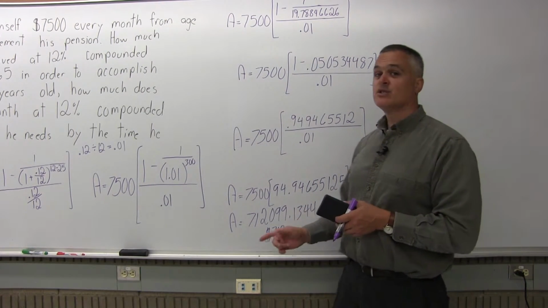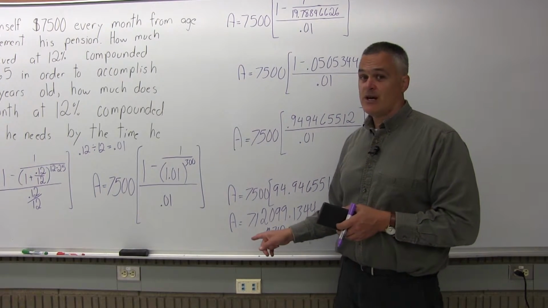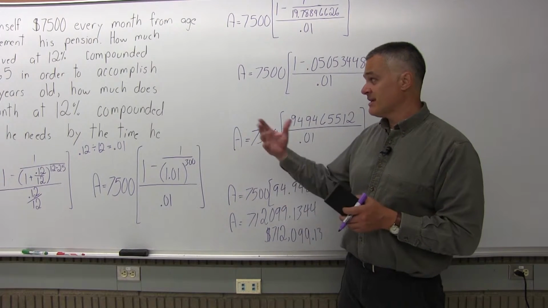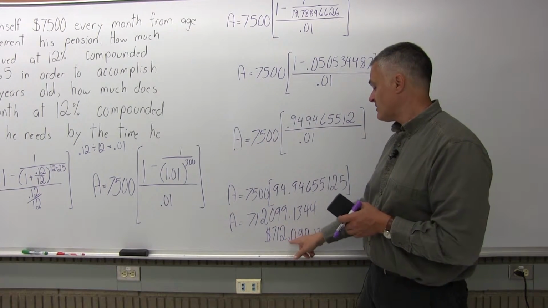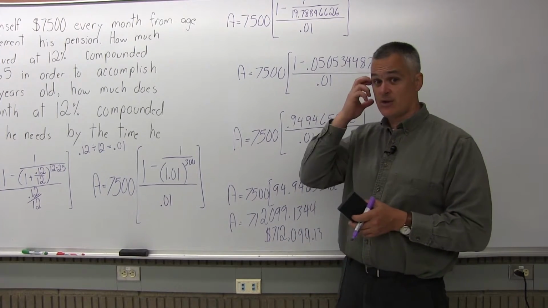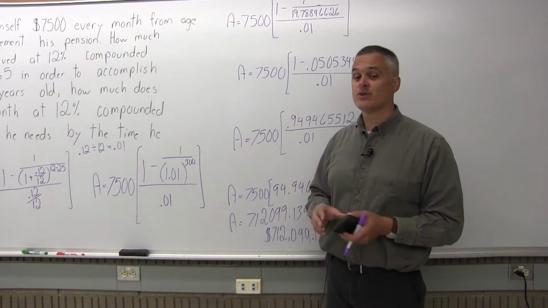But now the thing is, he's 28, so he has a lot of time to get to that $712,000. What does he have to save every month in the same account, 12% compounded monthly, to reach his $712,099.13 goal to be able to pay himself that salary? So this is a whole other finance question.